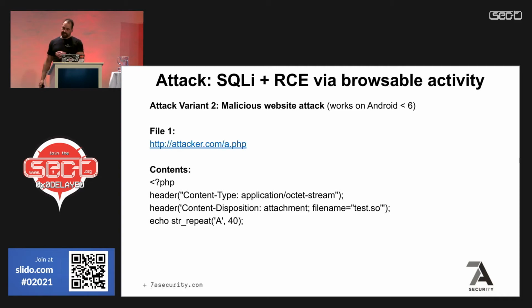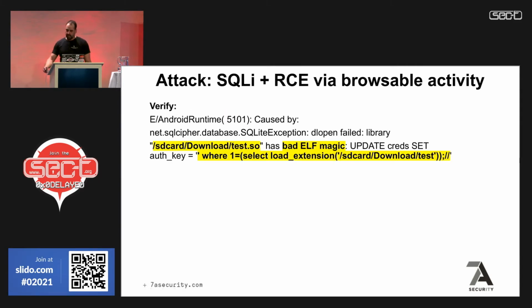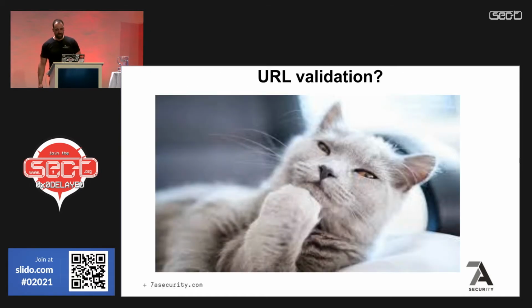So we need first one file that is just going to send the binary to the user. So we're basically doing test.so, and then it's just having a lot of A's. And then we need to load this in an iframe. So when the user visits this, it will automatically download. And then we wait like 5 seconds or something so that there's enough time for the binary to download. And then we exploit the SQL injection and get the code execution, right? And then we have the same error message in logcat, right? So this was pretty cool.